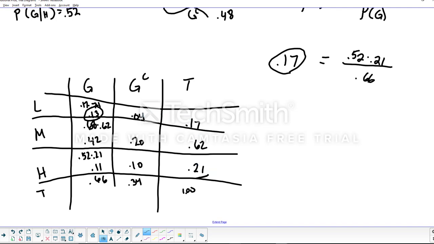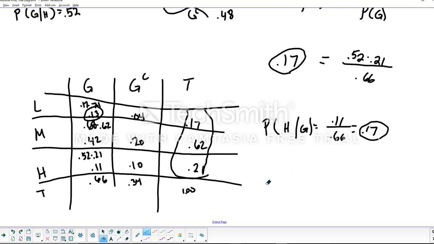When you first start out, this is all you are given. So you have to try and work backwards and understand this relationship here first before you can do that. Then it becomes really easy for us to figure out the probability that, given somebody has good grades, they are a heavy media user. Well, we know our denominator is 0.66, and then we have 0.11 divided by 0.66, which again is going to give us 0.17. And that is that.